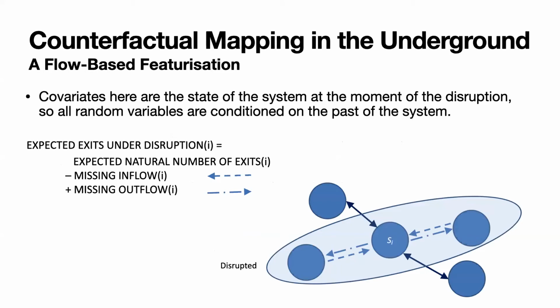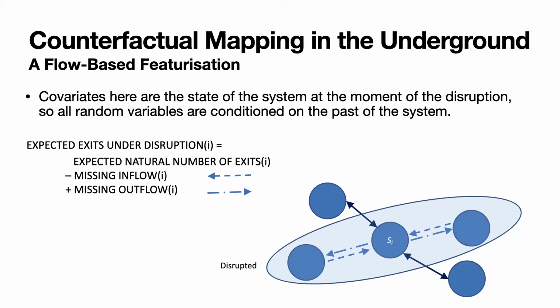So in the case of a transport system, you can think about the physical constraints that you have there. So covariates here, for example, could be the state of the system, the moment of disruption. It could be the number of passengers who are inside the system at the moment of the disruption and how long they have been inside the system.